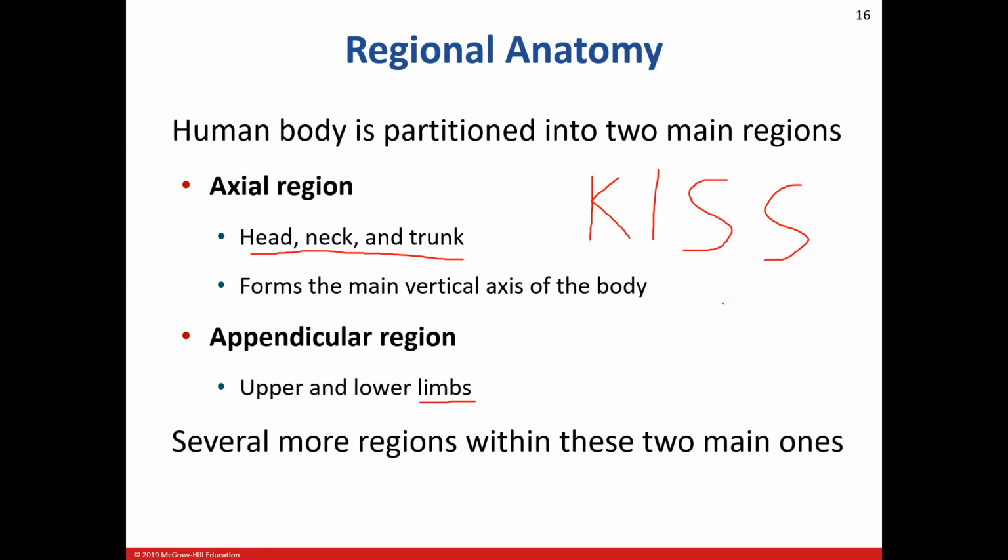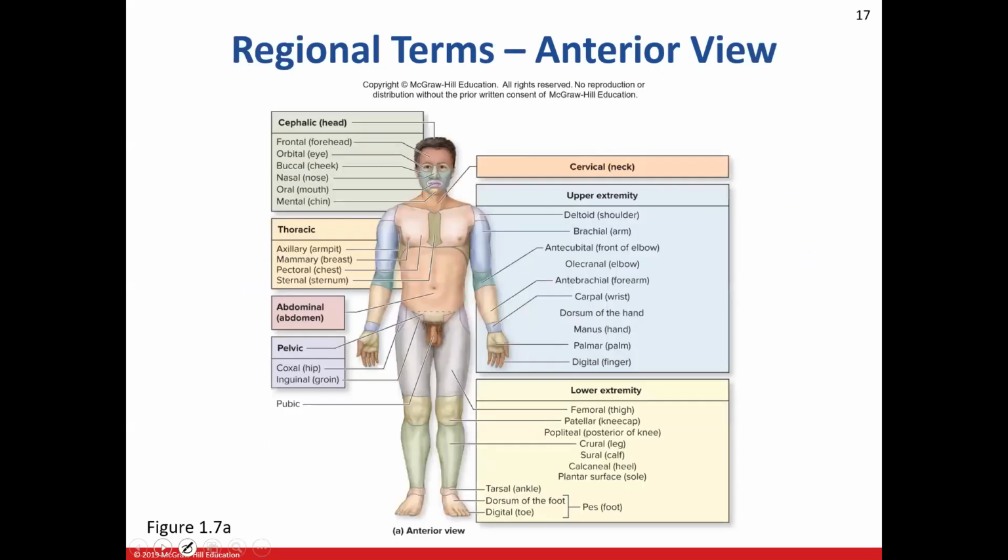So the appendicular region is going to be the upper and lower extremities, your arms and legs, and the axial region is everything else. And that forms what we call the vertical axis of the body. We'll get more into that when we get into the skeleton.